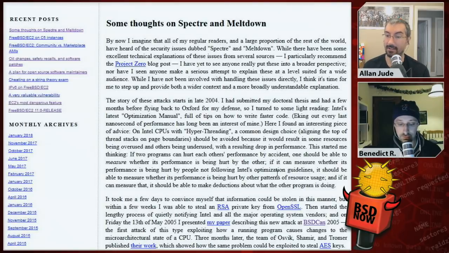So he says, by now I imagine that all of the regular readers of this blog and a large portion of the rest of the world have heard of the security issues dubbed Spectre and Meltdown. While there are some excellent technical explanations of the issues, in particular the Project Zero blog post is very good.